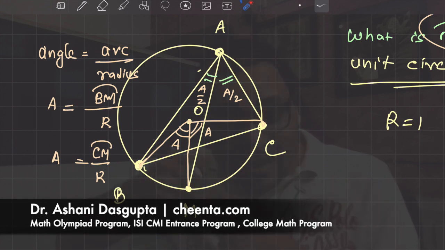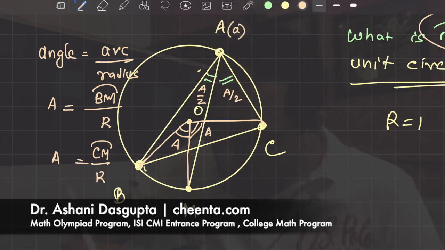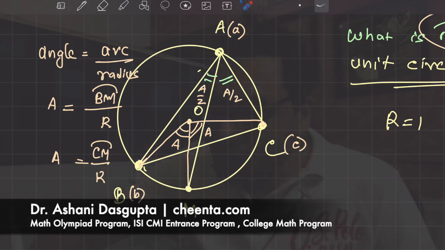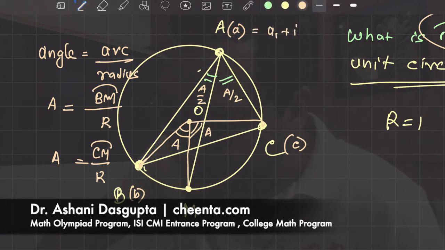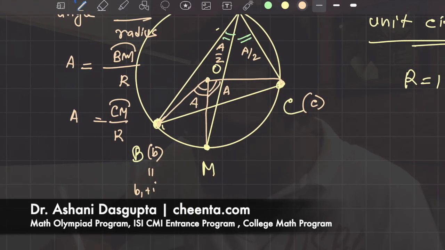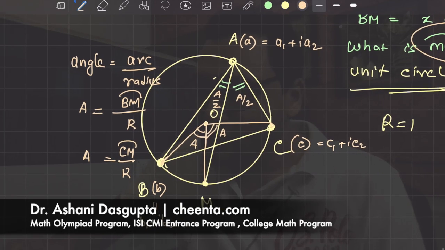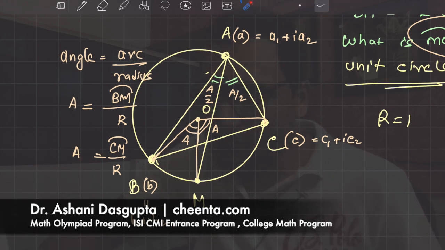Now, let's go to the next section where we connect it with complex numbers. This particular point is a position, so you can actually give a complex number coordinate to it. So, this is A, this is B, this is C, suppose. Let's use the small letters to denote the complex coordinate of it. If you want, you can write it as A1 plus I A2, B1 plus I B2, and C1 plus I C2, and so on. But it's not that important.